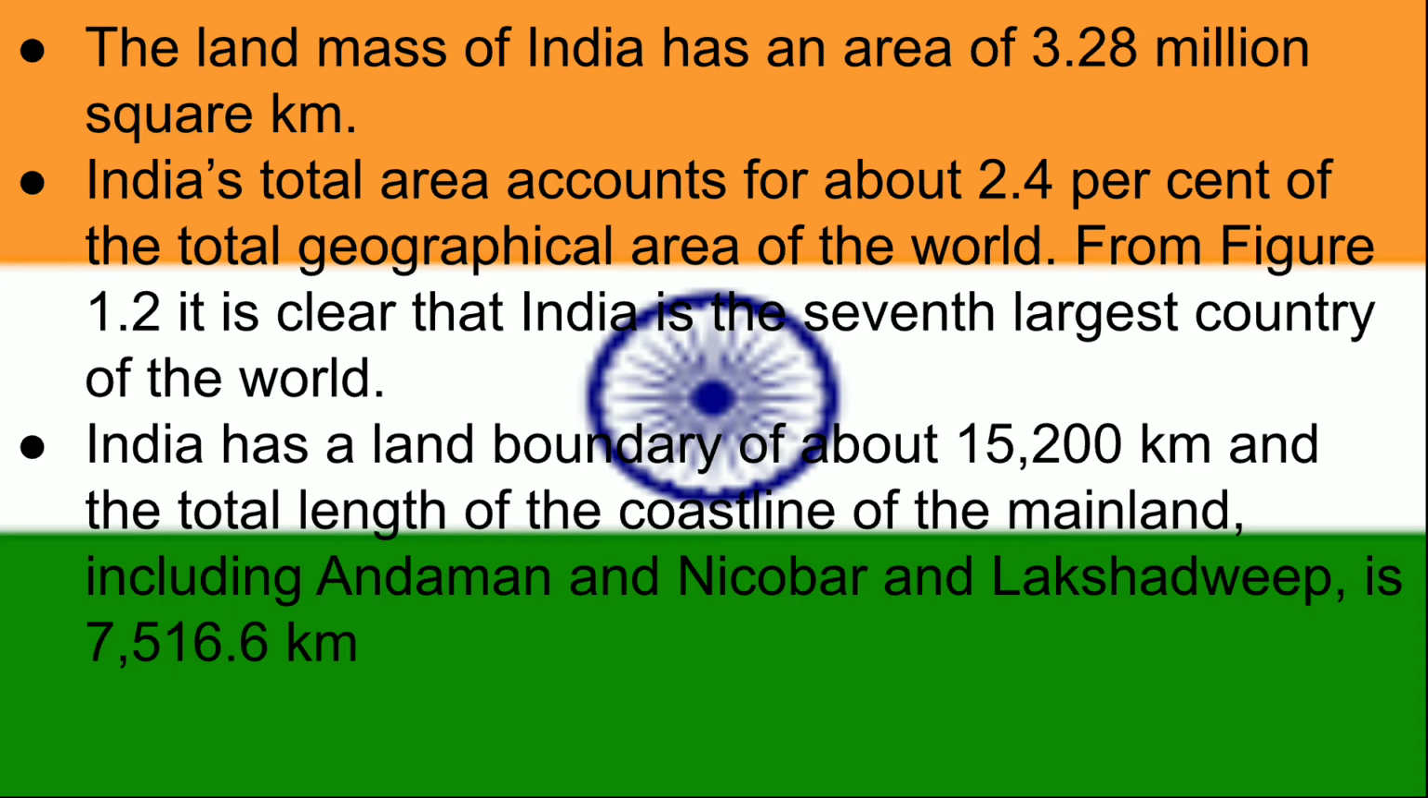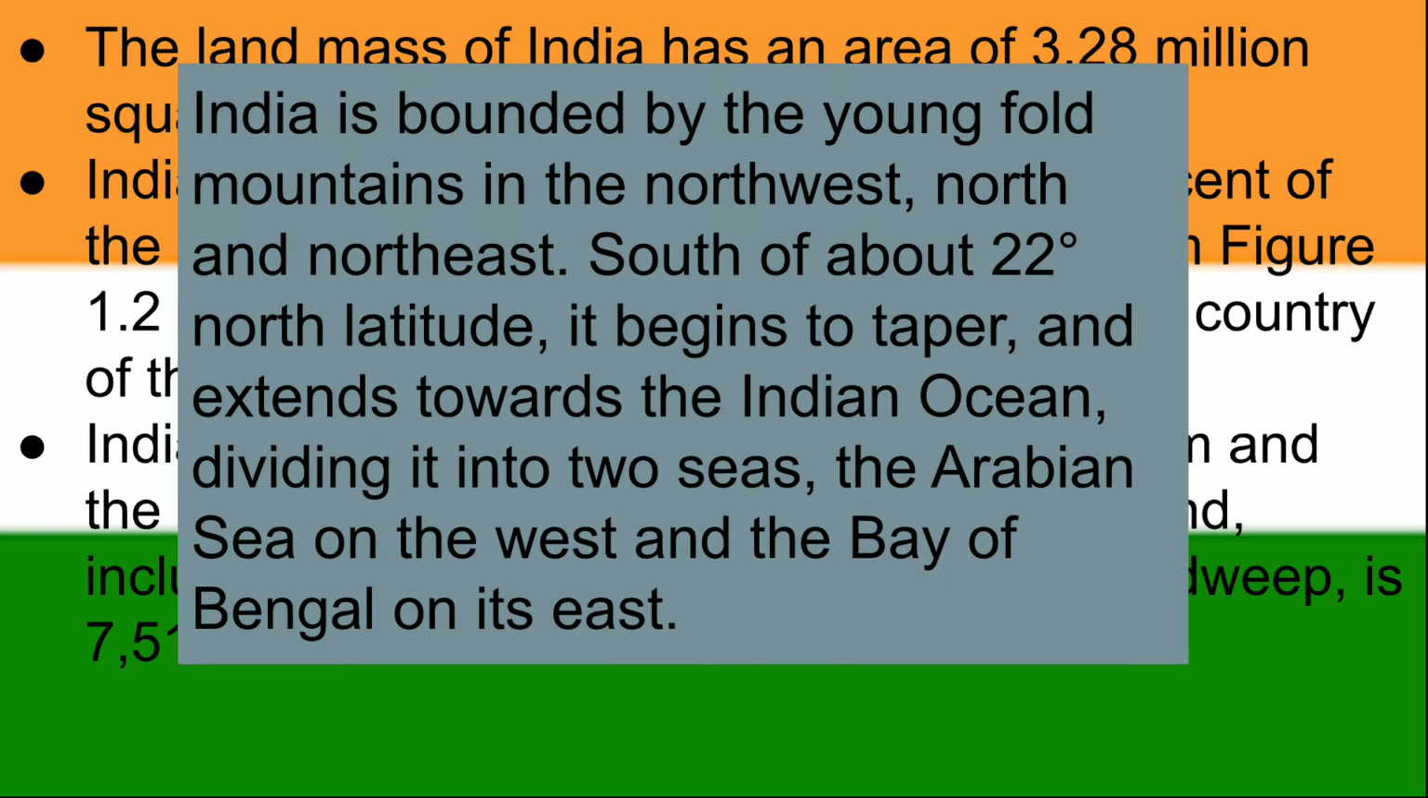India has a land boundary of about 15,200 km, and the total length of the coastline of the mainland, including Andaman and Nicobar and Lakshadweep, is 7,516.6 km. India is bounded by the Himalayan Mountains in the northwest, north and northeast. South of about 22 degree north latitude, it begins to taper and extends towards the Indian Ocean, dividing it into two seas, the Arabian Sea on the west and the Bay of Bengal on its east.